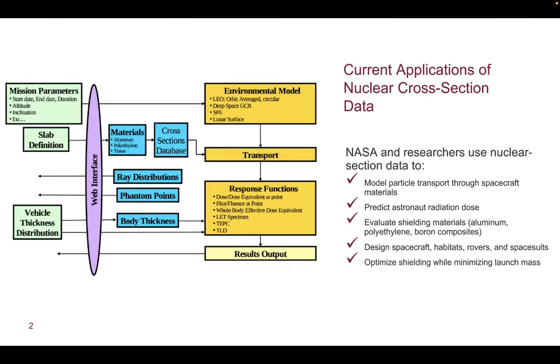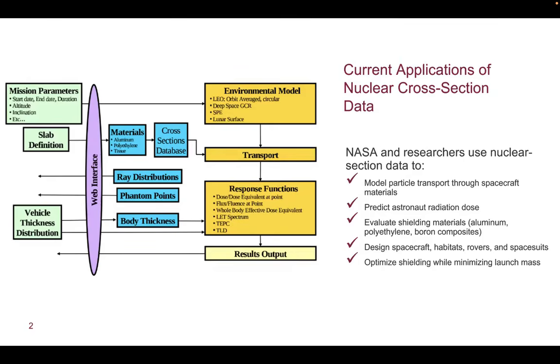These simulations begin by defining the space radiation environments such as galactic cosmic rays or solar particle events. The transport code then uses microscopic cross-section data to determine the probability that particles will scatter, be absorbed, or generate secondary particles as they travel through shielding materials.